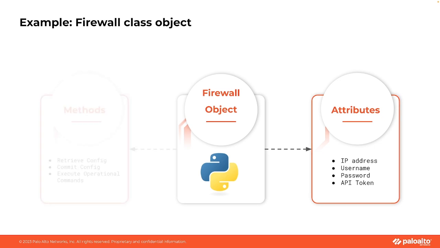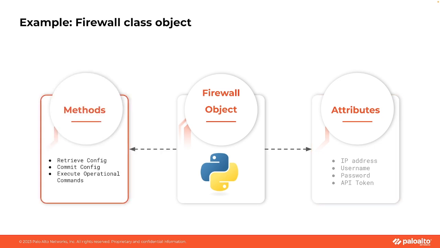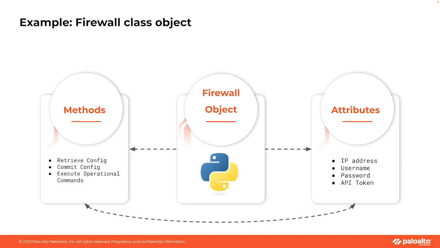Methods, on the other hand, are the functions that belong to the object. They represent actions an object can take or operations that it can perform. In other words, while the attributes tell us what the object knows, the methods tell us what an object does. So in our firewall example, we could have methods to retrieve its configuration or apply changes. These methods interact with the attributes of the firewall, allowing us to manipulate and manage the state of the firewall.